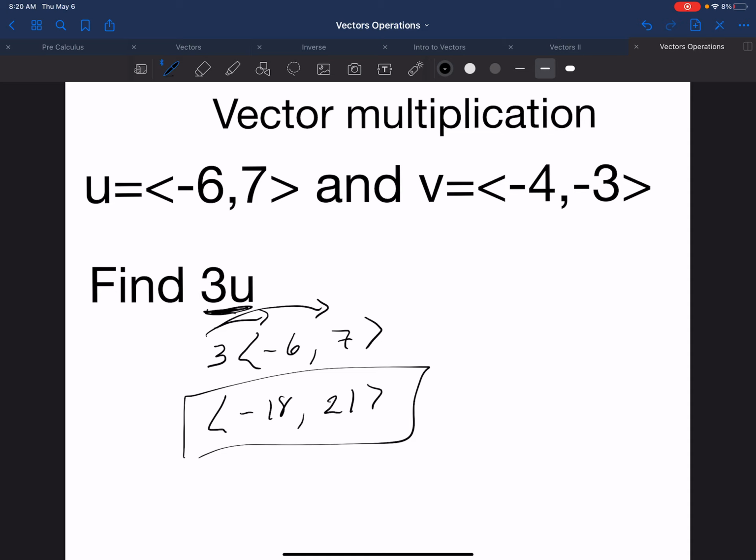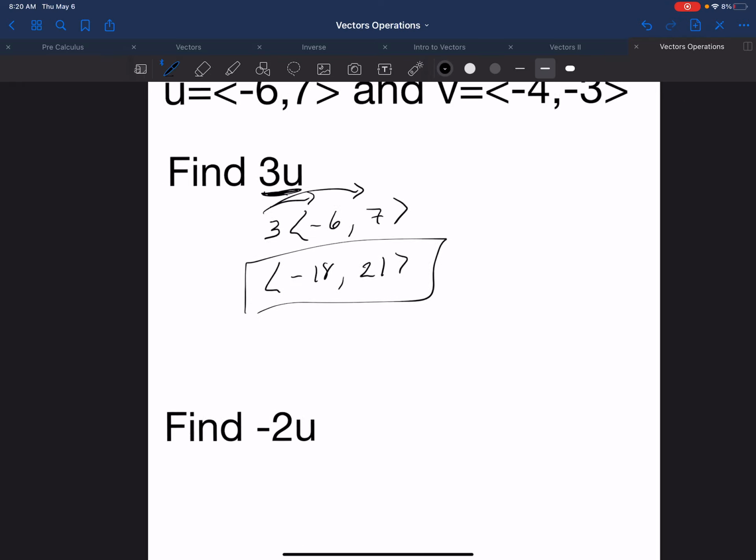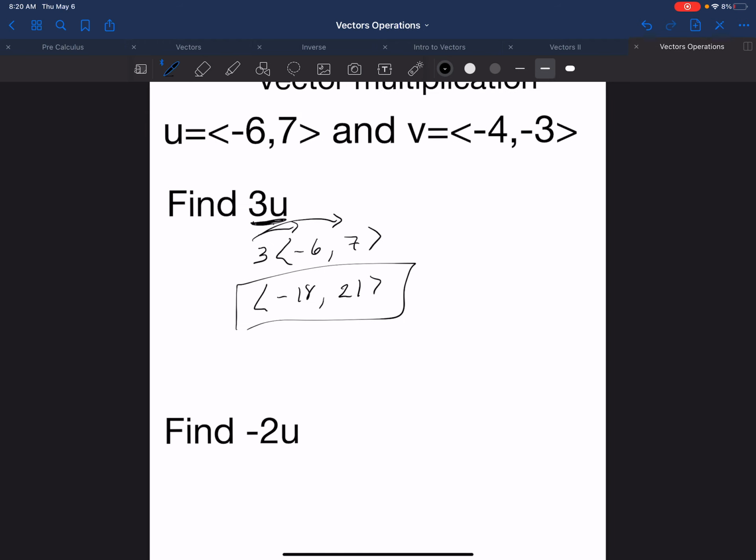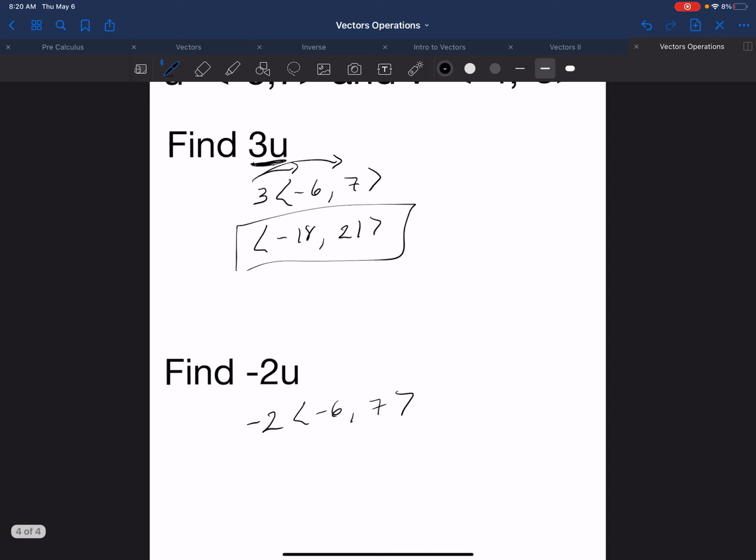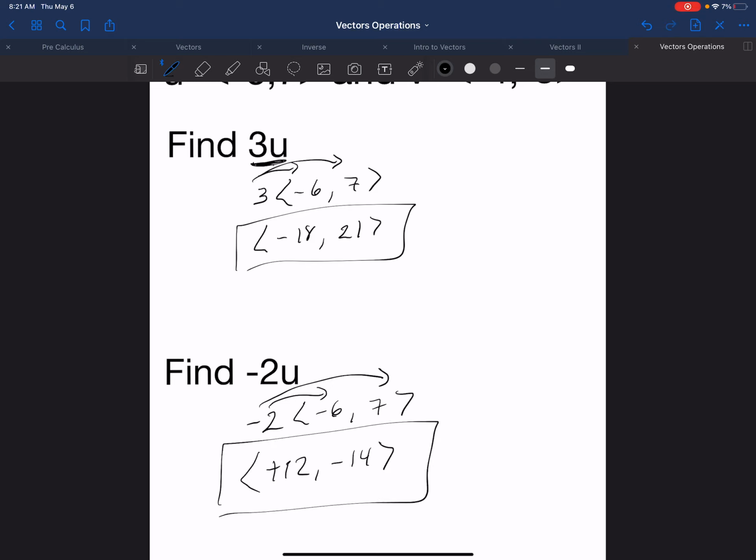Again, pretty easy. Just remember to distribute the scalar to both the a and the b, or your first and second component. If you have a negative, it will be very similar. So -2 is your scalar, and then u will be -6, 7. Again, distribute the -2 to both of the components, so that will be negative times negative, which will give me positive 12, comma 7 times -2, which will give me negative 14, giving me my final answer. Don't forget you can combine them, like 2u minus 3v, and then you will just follow the process individually.